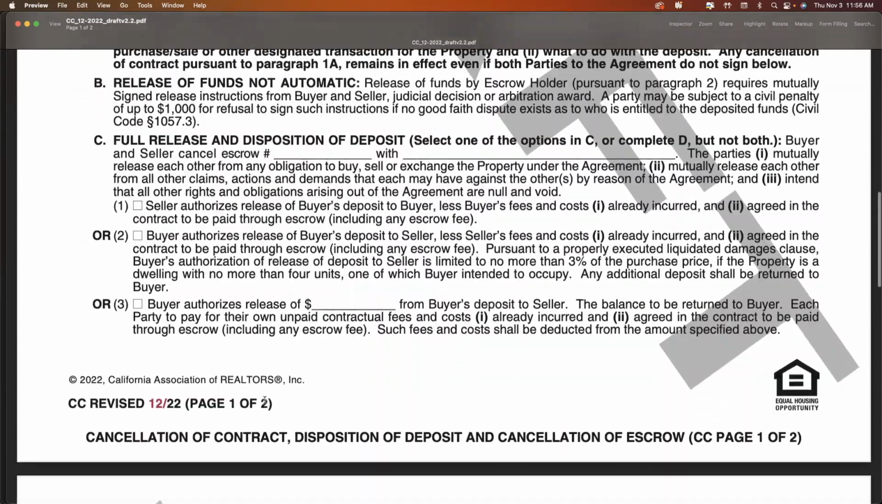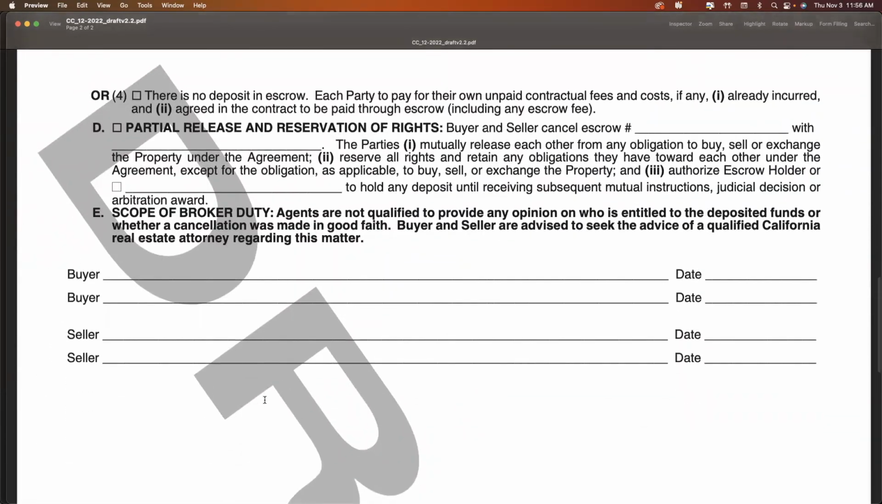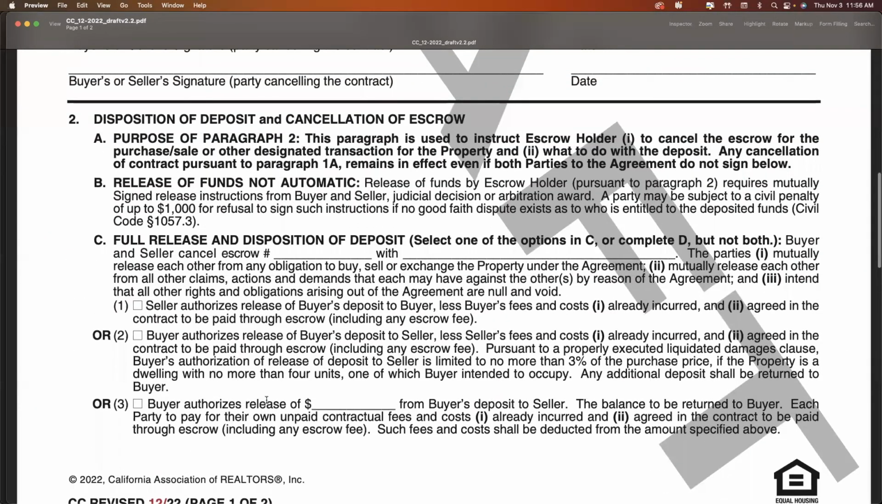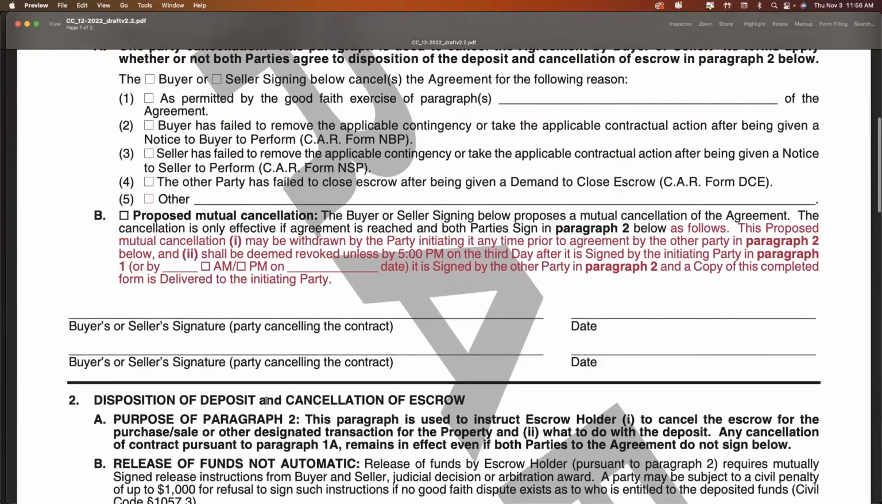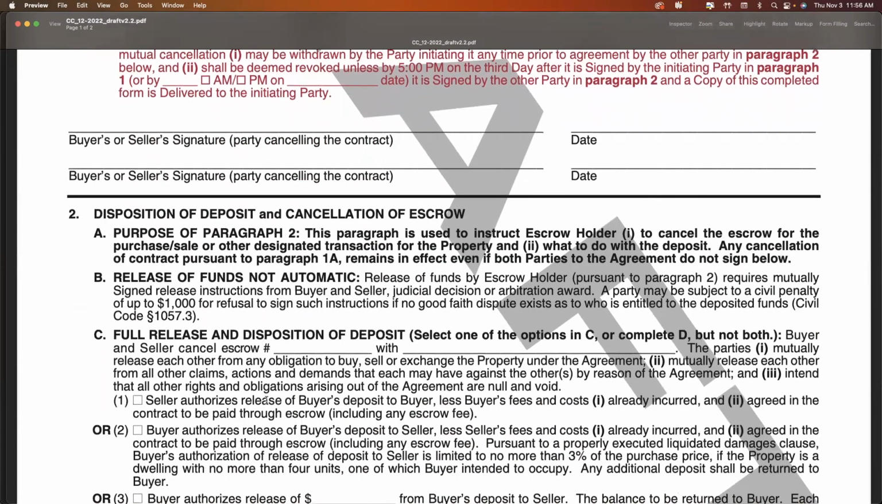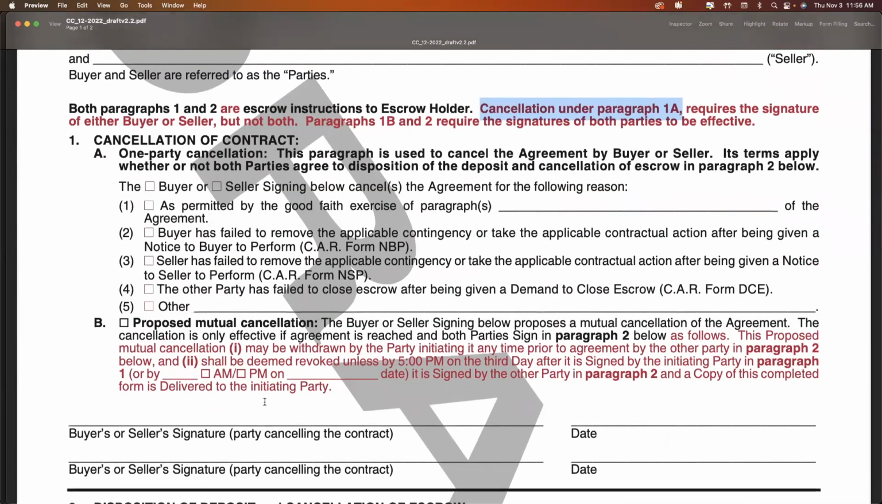This second one, they're telling you, hey, listen, both of you guys have to sign to agree to the terms of paragraph 2, which is the disposition of the deposit and canceling the escrow. This is canceling the transaction, the actual CAR contract that we have. That's what this cancels. This cancels the escrow. Okay, so they're two separate things. So I could technically tell you, hey, I'm canceling a contract, which I have done and I can do if the terms are okay. The cancellation of escrow is a whole other process, and that's what that second one is.